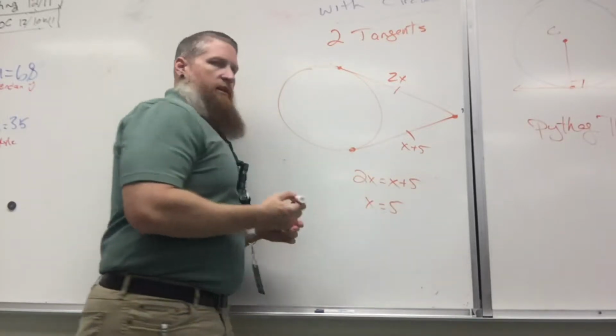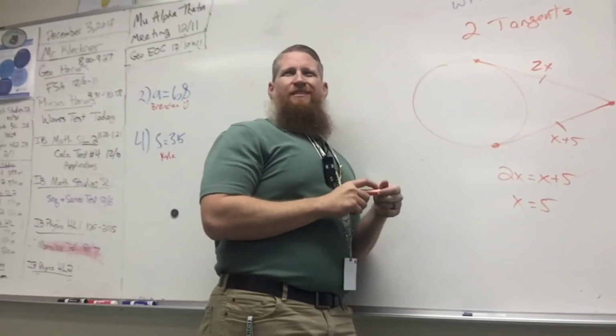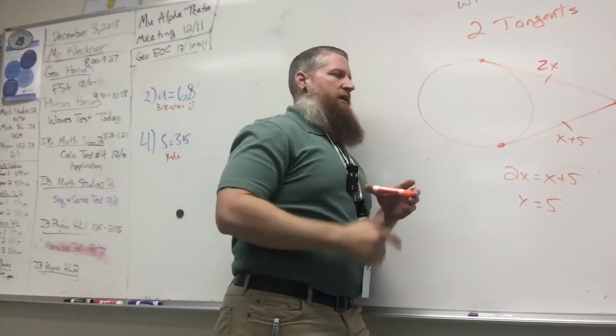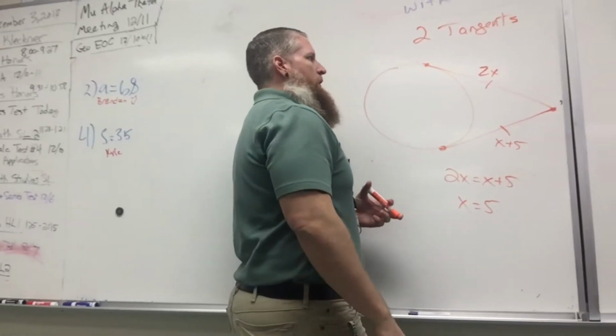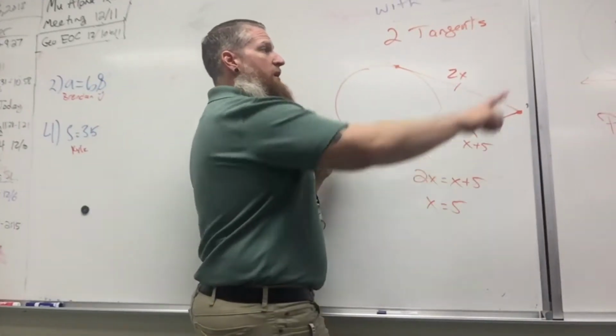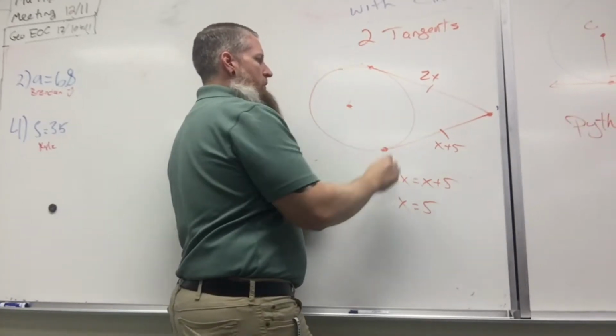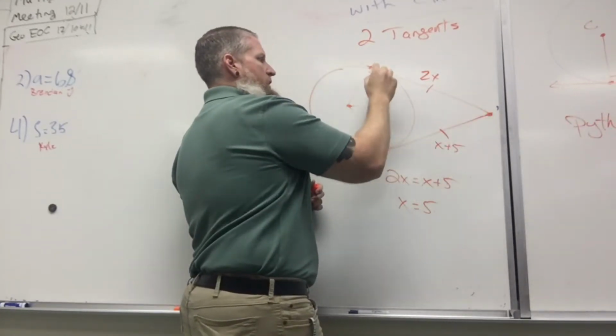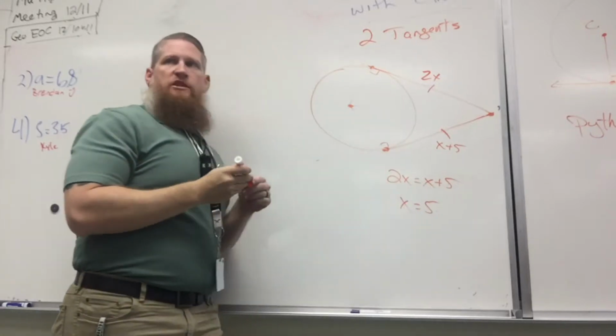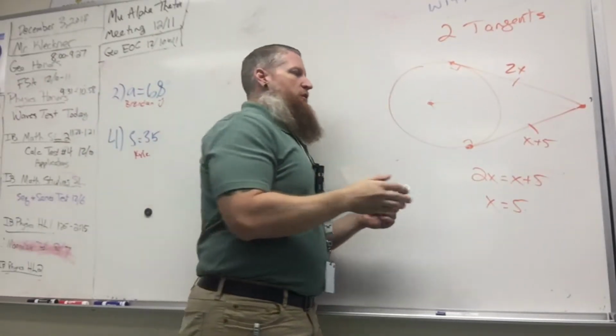X to solve for the length of x, or the value of x. And if I need the length, I could plug it back in and get 10 for both of them. Now, things that could happen is they can kind of combine the two. Like I could draw a radius here and here, and that would make two right triangles that are exactly the same as each other. That is a possibility of you seeing that.